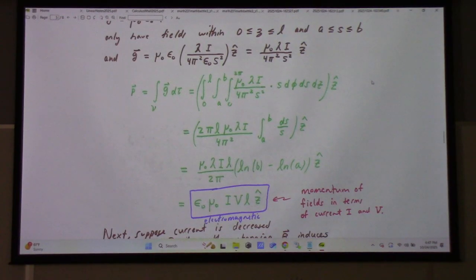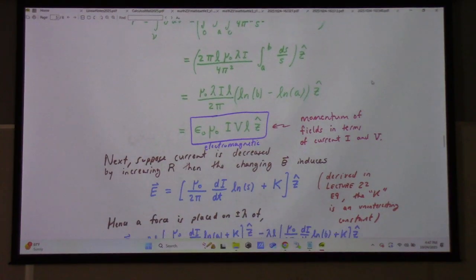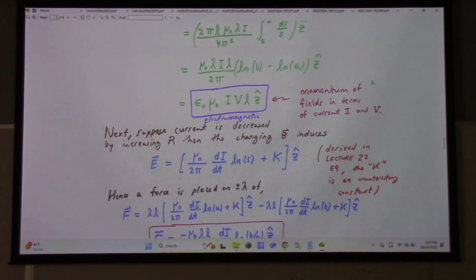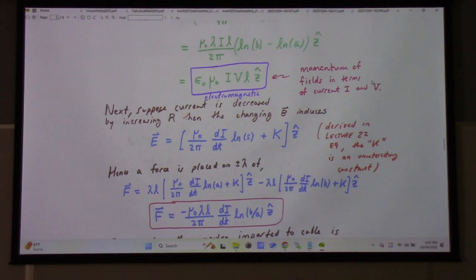Then next, Griffiths invites us to suppose the current is decreased by increasing the resistance. Apparently the resistor was actually a potentiometer. See? I took electrical engineering one point in my life. I know that word. Are you impressed? Okay, yeah, very good. So it's a variable resistor. We turn it all the way up. Apparently it goes to infinity, aka open circuit, right? But anyway, whatever.